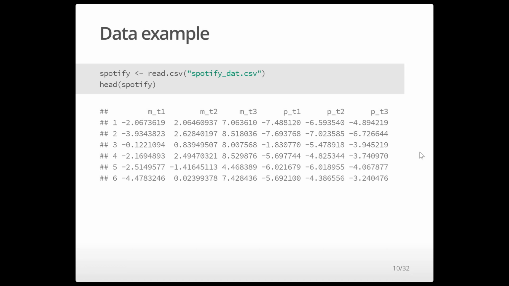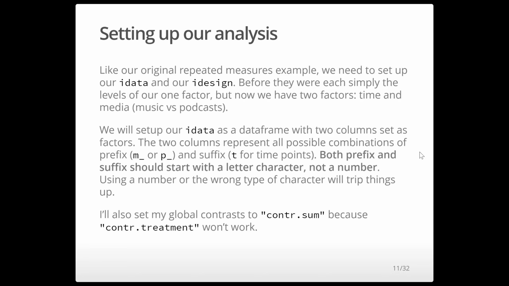So here's what our data looks like. You see we have 6 columns: 3 M columns at 3 different time points, and 3 P columns at 3 different time points. Like our original repeated measures example, we need to set up our iData and iDesign, which stand for intra-subject data and intra-subject design. This is how we set up the within subjects piece of our model. Before, these were simply the levels of our single one-way factor, but now we have 2 factors, time and media. The media are music or podcasts.